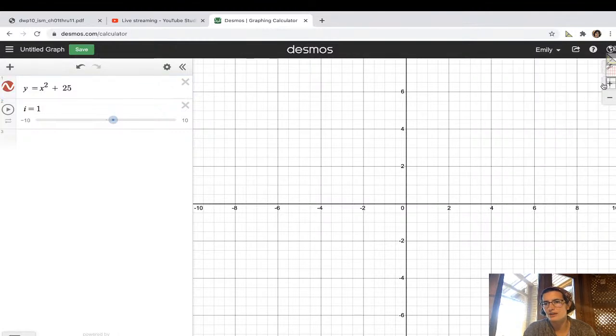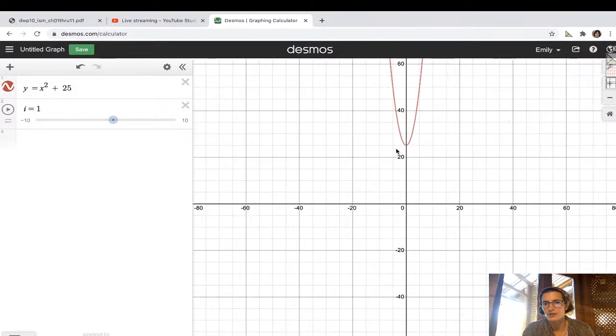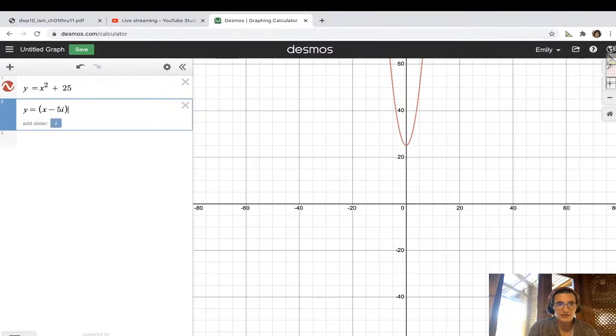That's because I have to go up higher, don't I? So let's zoom out. I just made it go up 25, so let's go up so we can see it at 25. I just shifted that graph up 25, and I don't see any real roots. There's no place that it touches this axis. Desmos doesn't do imaginary numbers, but if I wanted to write this function out as its factors, I would have to write x minus 5i times x plus 5i.